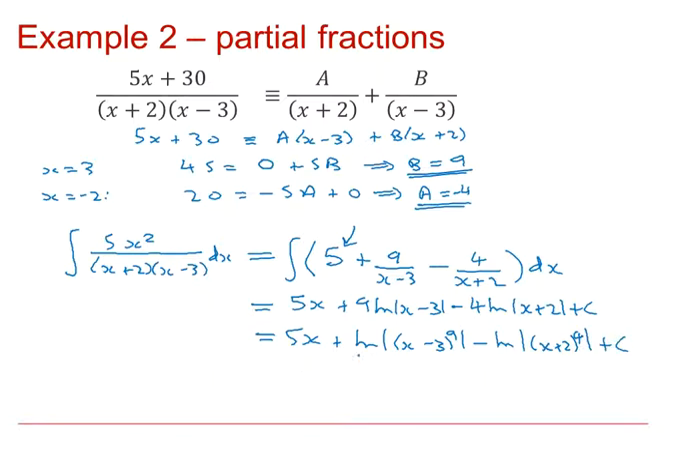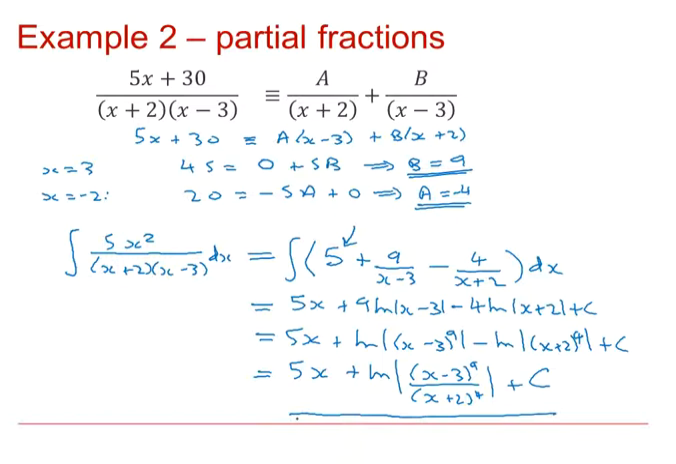And then we can bring these two logarithms together using our division law, so we get 5x plus the ln of (x minus 3) to the 9 over (x plus 2) to the 4 plus c. And there is a complete result for the original integral.